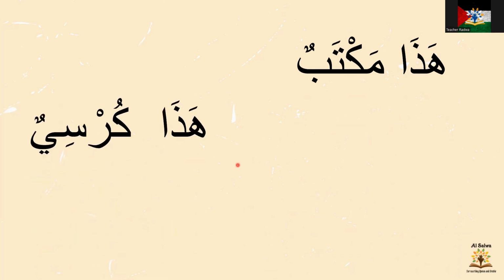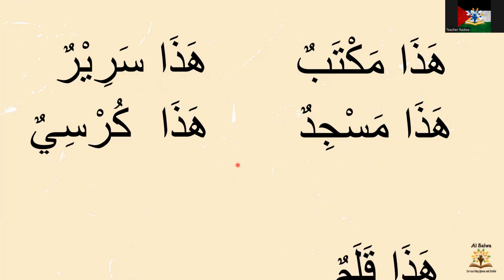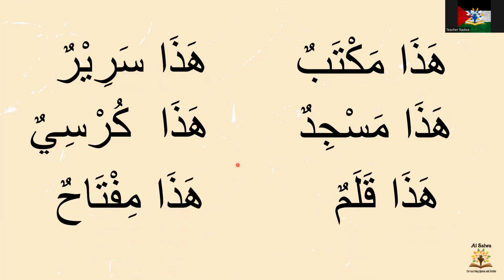هذا كرسي. This is a chair. هذا مسجد. This is a mosque. هذا سرير. This is a bed. هذا قلم. This is a pen. هذا مفتاح. This is a key.